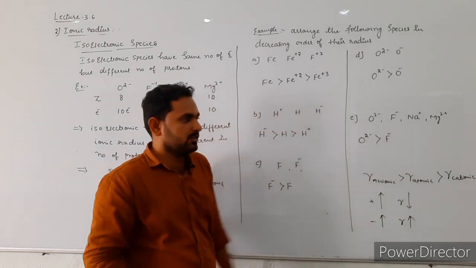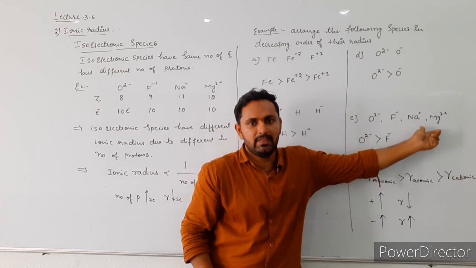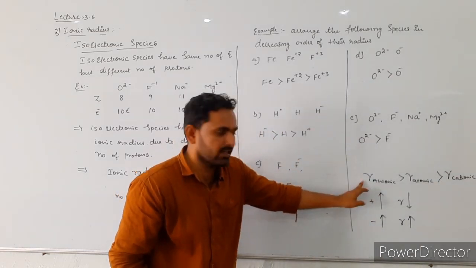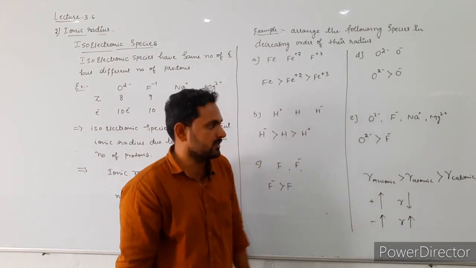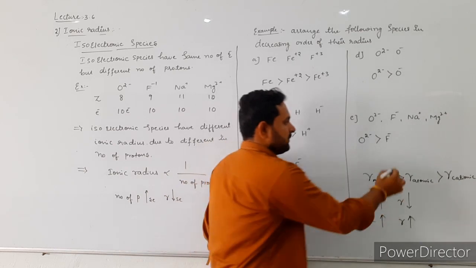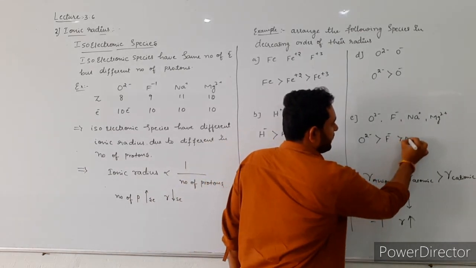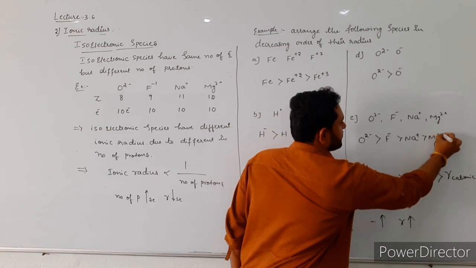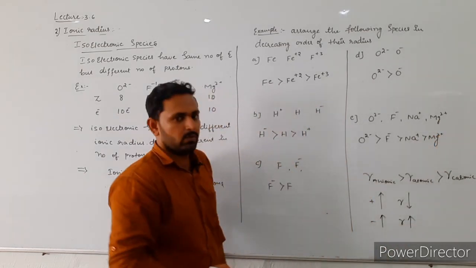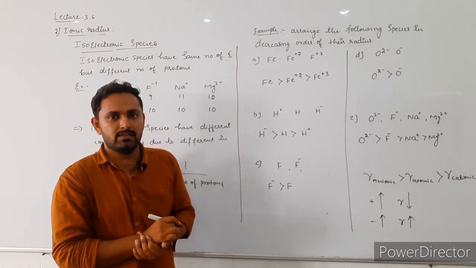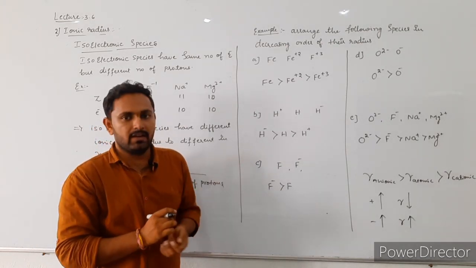Next, you consider cations. Between these two cations, which has more radius? As positive charge increases, radius decreases. That's why the radius of Na plus is greater than Mg plus 2. In this way, we have to arrange the given species in increasing or decreasing order of their atomic radius or ionic radius.